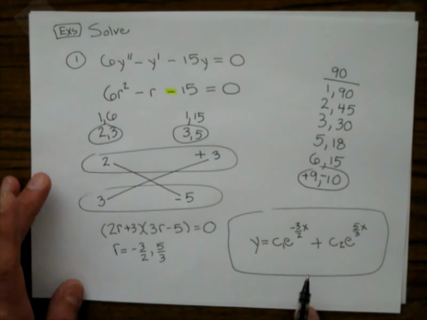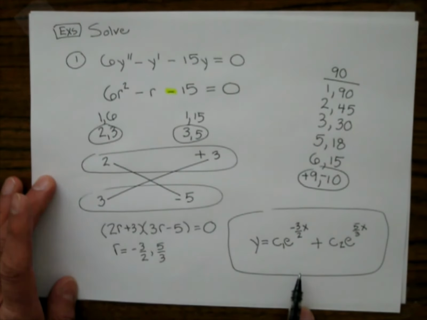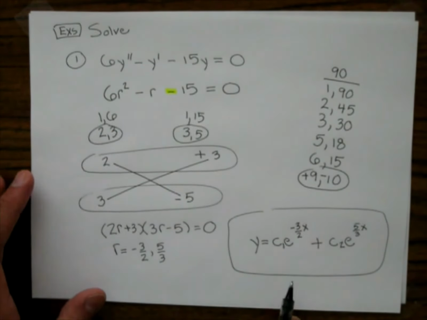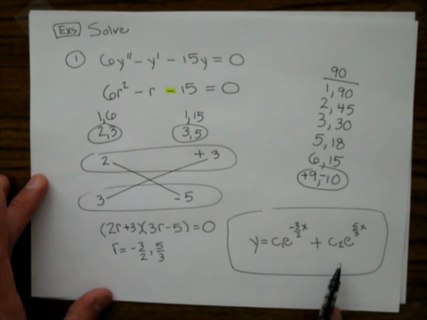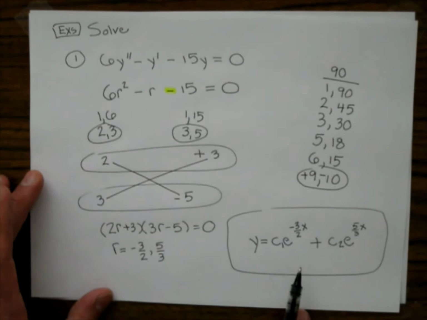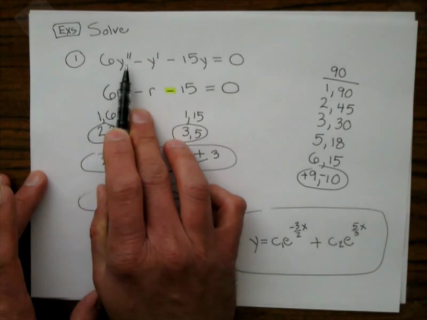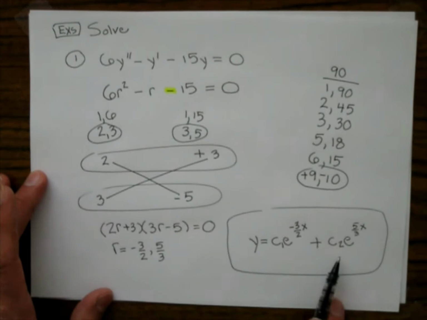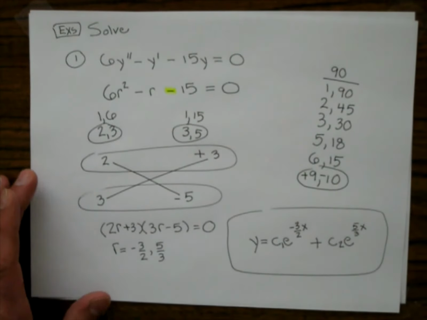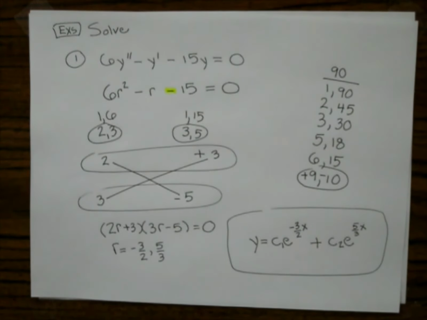Really what we found is the kernel of some linear transformation described by 6D squared minus D minus 15. And so that's what we're doing when we do this. This is a linear combination of 2 vectors. But if you don't want to remember all that linear algebra stuff, just remember that the order is 2 and you have 2 constants. So that is problem number 1.